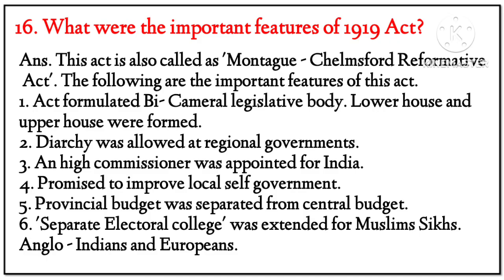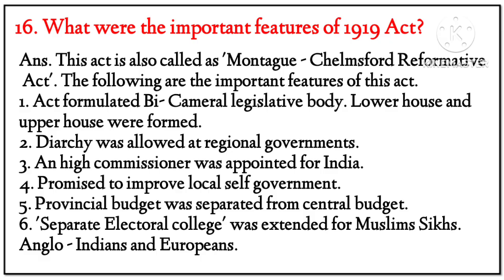This act is also called the Montagu-Chelmsford Reform Act. The following are the important features of this act. The act formulated a bicameral legislative body; lower and upper houses were formed. Diarchy was allowed at regional governments and a High Commissioner was appointed for India.